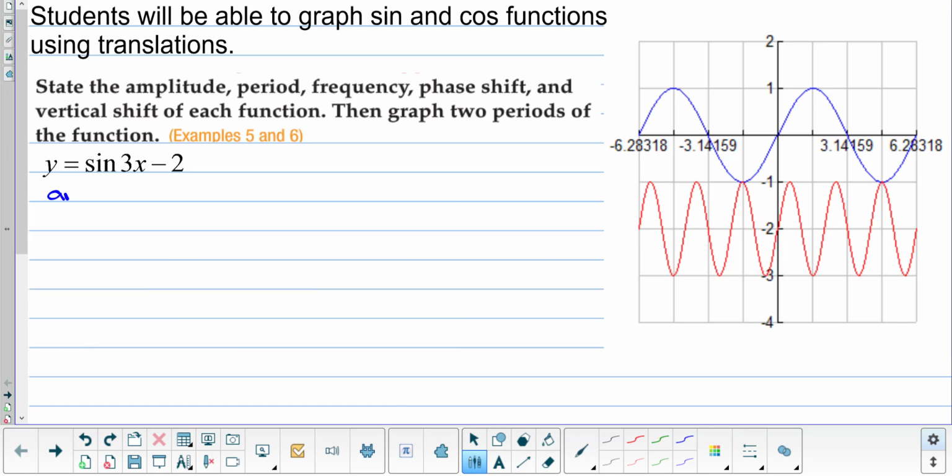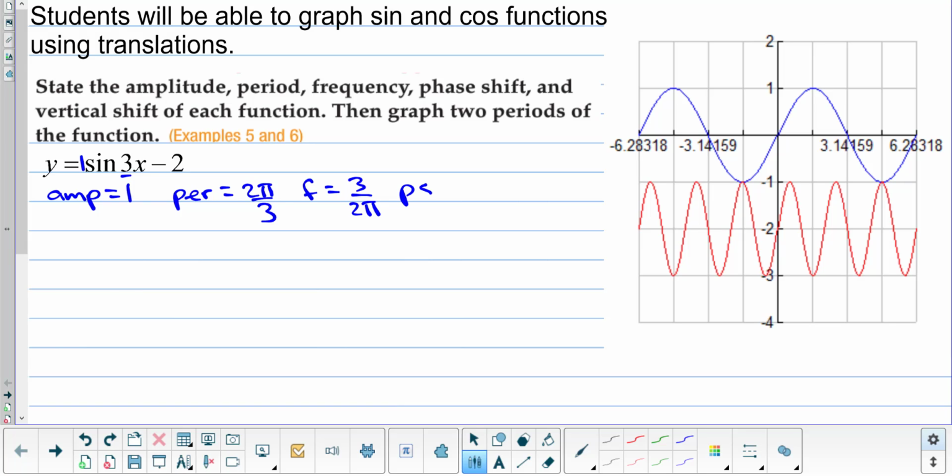Let's go with the amplitude, and there's a 1 out front here, so the amplitude is 1, and then the period is equal to 2 pi over 3, we use the k, or the coefficient of the variable. The frequency is 3 over 2 pi, it's the reciprocal of the period.